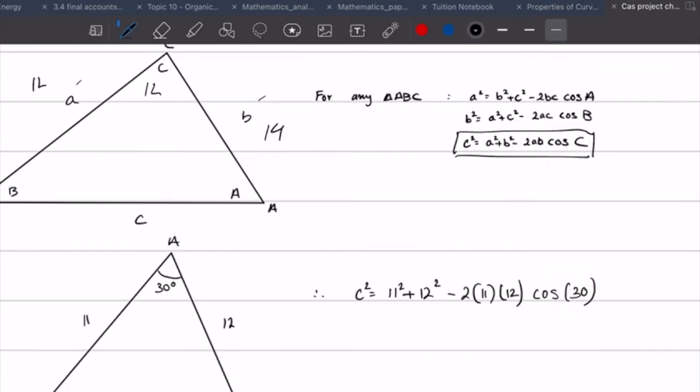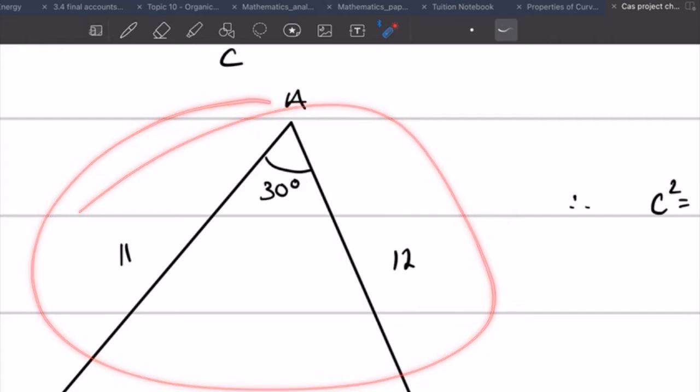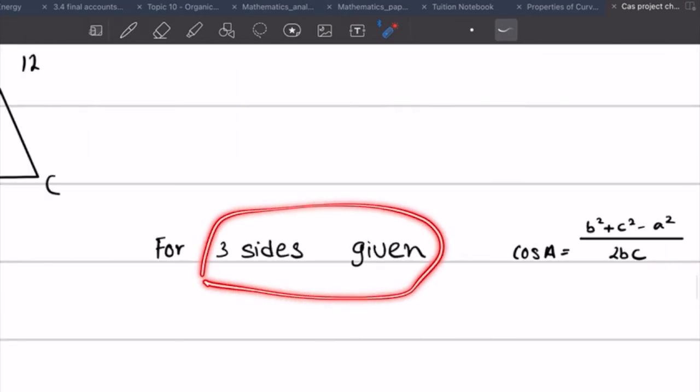So this is what actually makes it easier to realize when to use the cosine rule: when you have an angle sandwich like this. But that's not necessarily always the case. So you use the cosine law when you have an angle sandwich, but also when you have been given three sides.